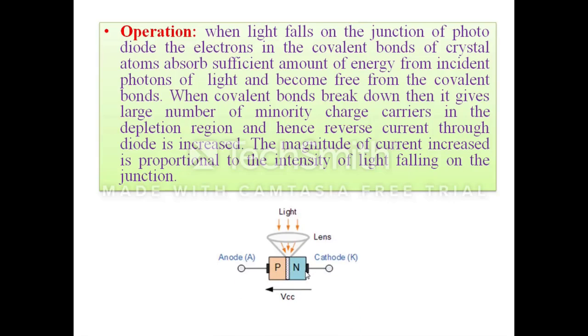See here, when this light falls, electrons in the covalent bonds of the crystal atoms in this depletion region absorb a sufficient amount of energy and become free from the covalent bond. This escaping of the electrons from covalent bonds causes breaking of covalent bonds, and breaking of covalent bonds generates a large number of minority charge carriers in the depletion region, and that increases the reverse current of the photodiode.